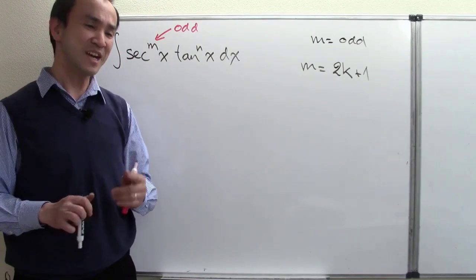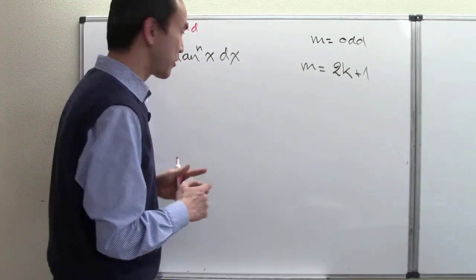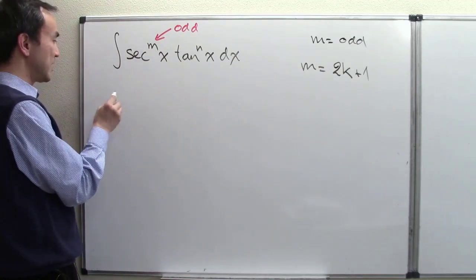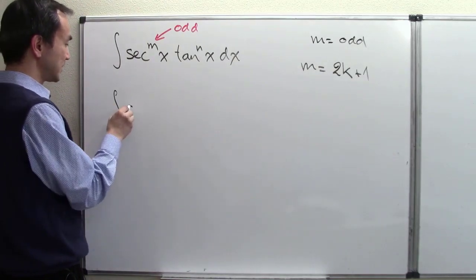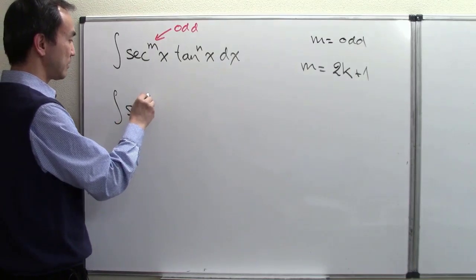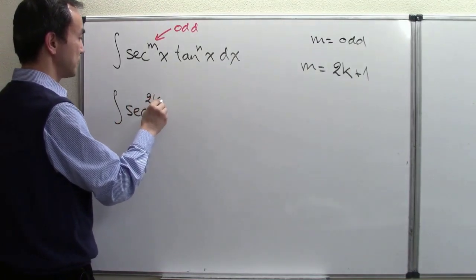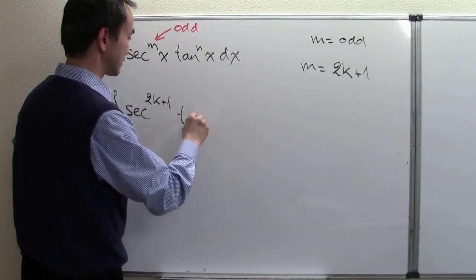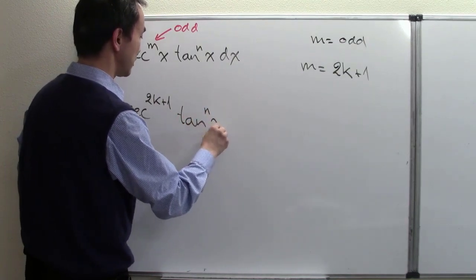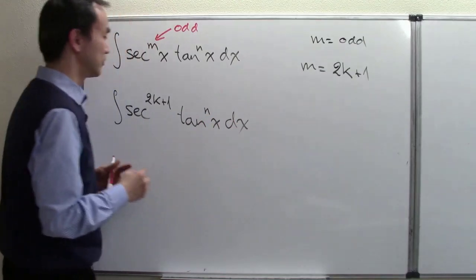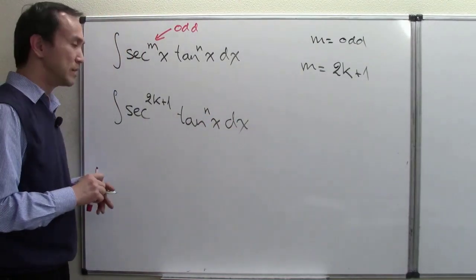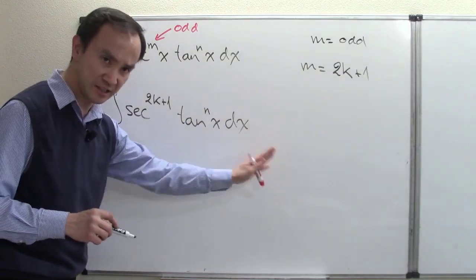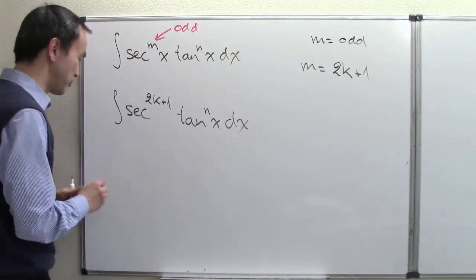Okay, and so in that way, let's bring that into our problem right here. So m equals 2k plus 1 means in our problem, it's secant to the power of 2k plus 1 times tangent to the n of x. Okay, and so we have an integral like that. But now at this point, sadly, we have to split that into two separate cases.